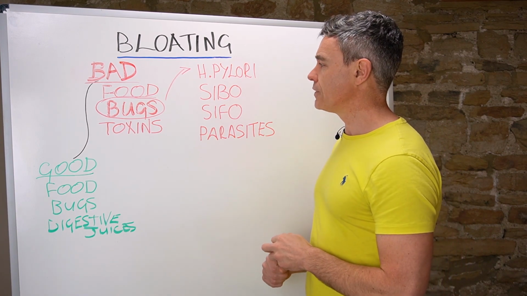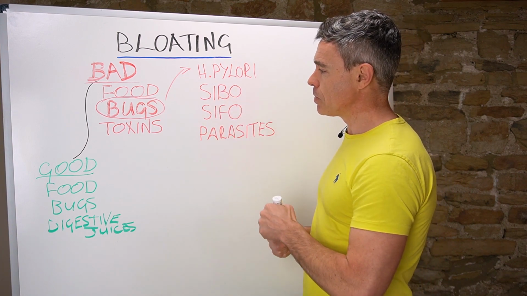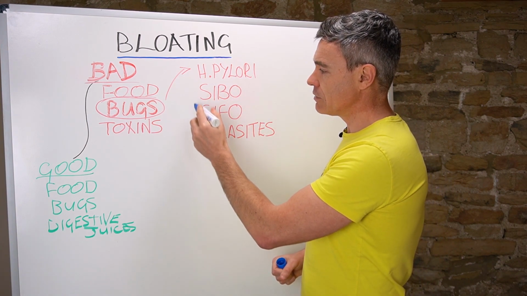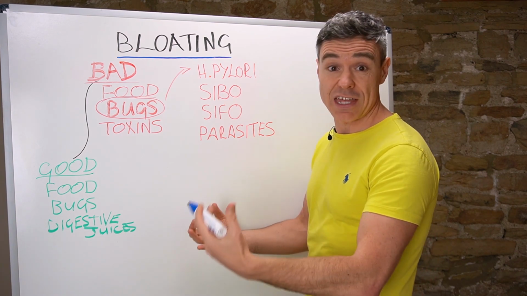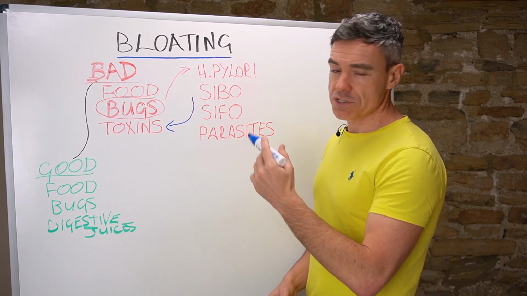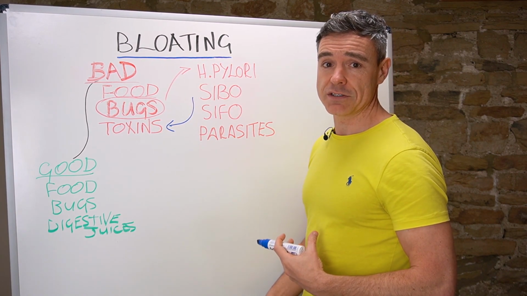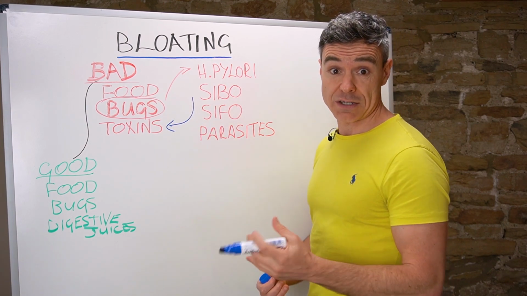And I think it's really important to realize as well that when you have these bad bugs in the system, they can all combine and through their own metabolic waste products and through those bugs just living their lives in your digestive system, they can create a lot of toxins. And those toxins can also be very irritating to the digestive lining. We're going to talk about those a little bit in the next video.